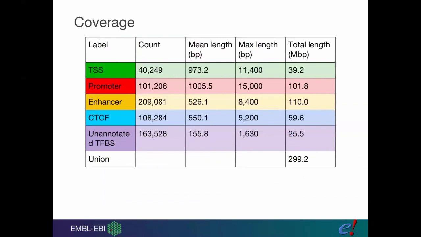So there are loads of different kinds of features that we annotate: transcription start sites, promoters, enhancers, CTCF binding sites, and what we call unannotated transcription factor binding sites, which is where we have transcription factor binding, but not really anything else. We can't really tell anything more about it. And this covers around 10% of the genome has got some kind of activity going on that regulates genes.